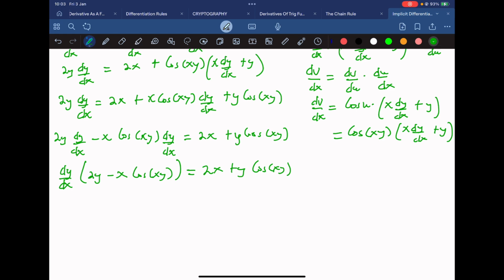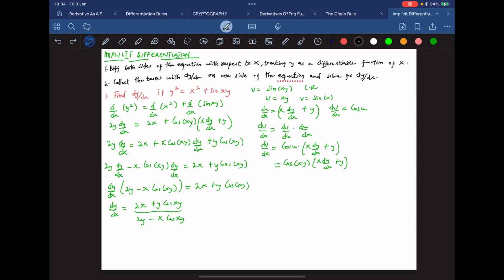So to find dy/dx, we just have to divide through by this term right here. So our dy/dx is, on the right hand side, 2x plus y cos of xy, then we divide by 2y minus x cosine of xy. One thing that you have to notice, you can't cancel this term with this. It's not possible. So you just have to leave your answer like this. I hope this is clear enough.